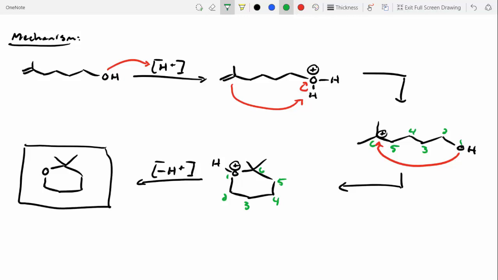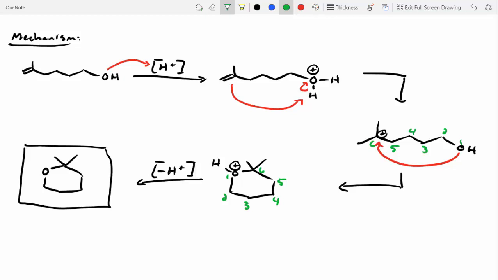Is that minus H? Yeah, so that's just shorthand for deprotonation. So why write a minus H? Because we do need to indicate that it's a distinct intermediate that is formed.